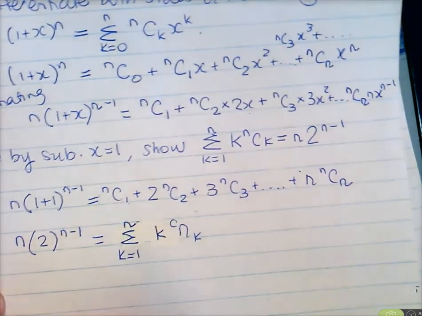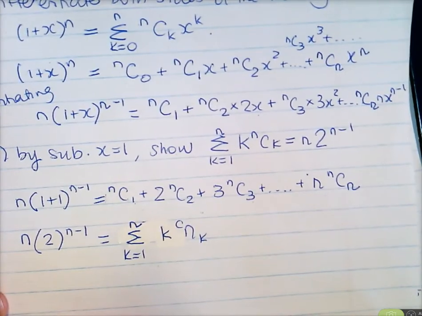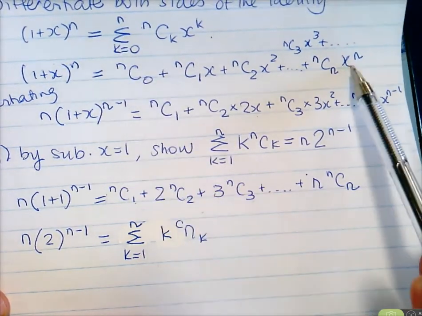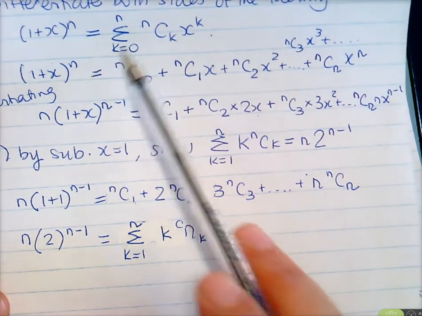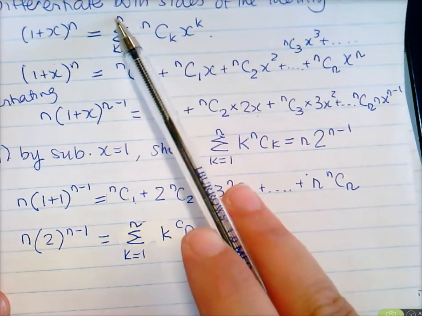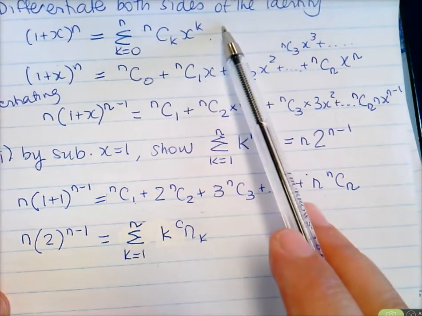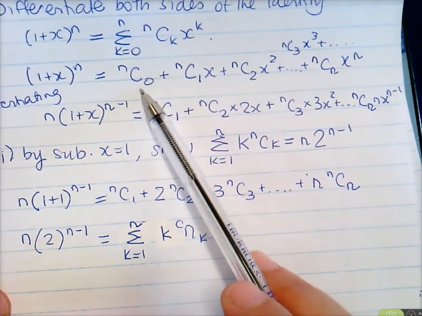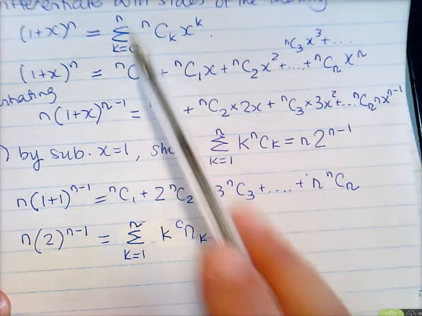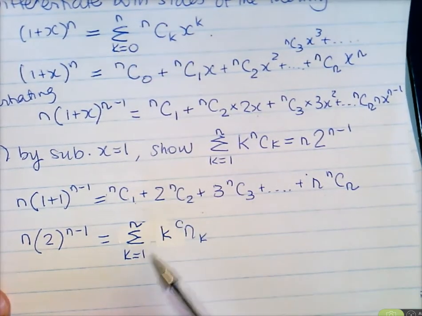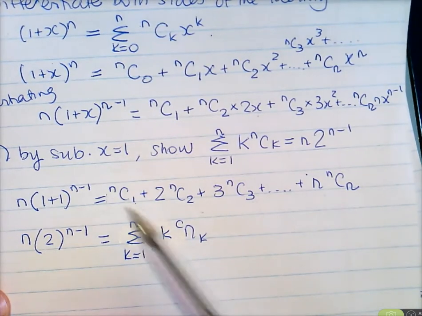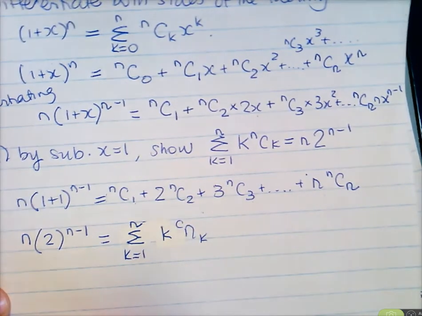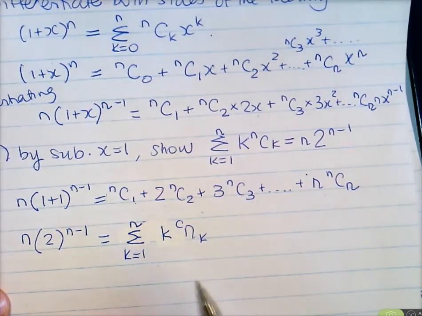Now, notice with the original question, this is why I expanded, because with the original question, you were going from k is 0 up to n for that expression, and then you differentiated it. When you differentiate nC0, you lose it. So therefore, it won't be the sum from k is 0 to n anymore. It'll be the sum from k is 1 to n of k nCk.